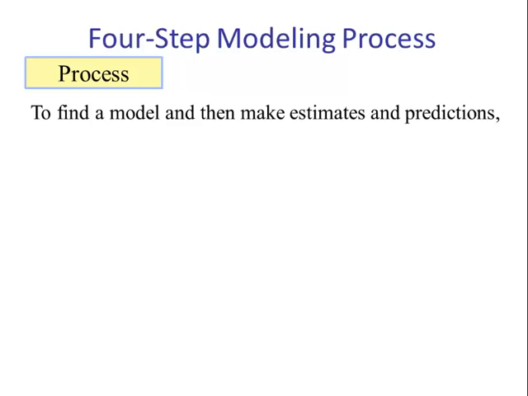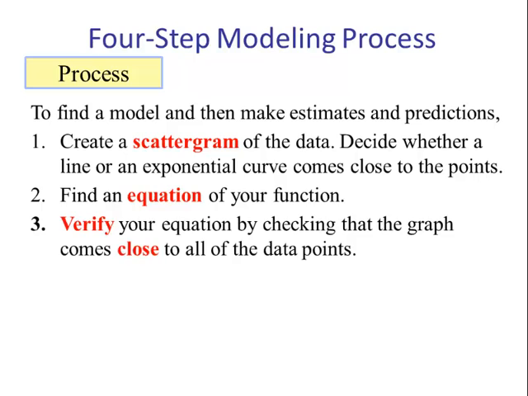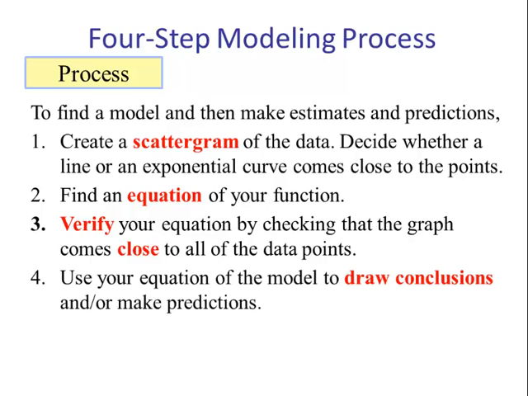Four-step modeling process. Define the model and then make estimates and predictions. Number 1, create a scattergram of the data. Decide whether a line or an exponential curve comes close to the points. Number 2, find the equation of your function. It may be linear, it may be exponential. Number 3, verify your equation by checking that the graph comes close to all the data points. Number 4, use your equation of the model to draw conclusions and/or make predictions.